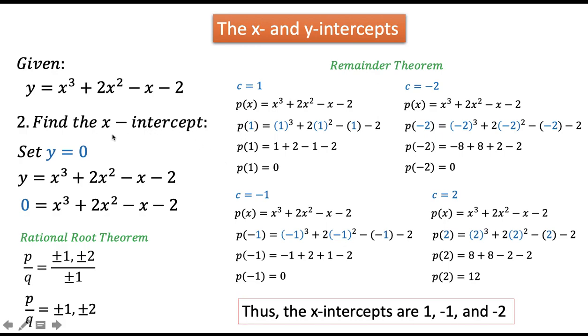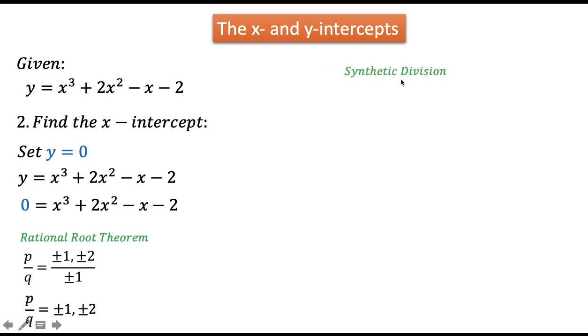Actually, in solving x-intercepts, we have an alternative process. That is, aside from the remainder theorem, we can also use synthetic division. And the process is just familiar to you. So we will start by using the rational root theorem in order for us to limit our guesses. And we will be using this as our number indicator. So we're going to use positive 1 as our number indicator.